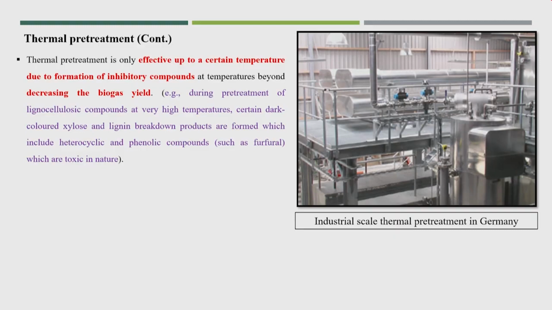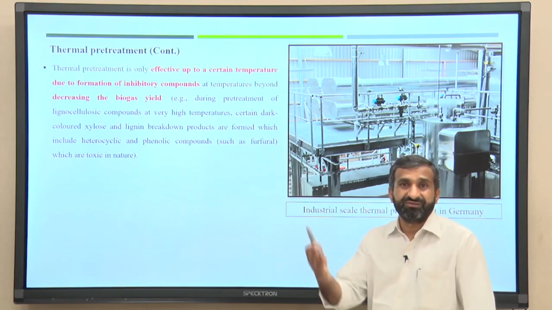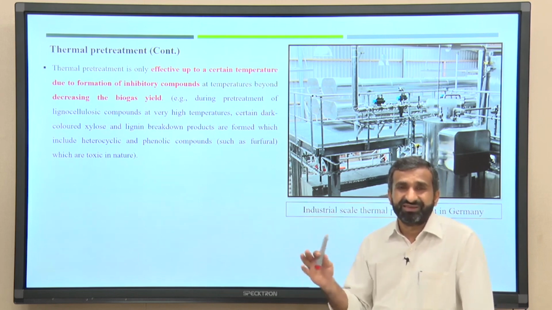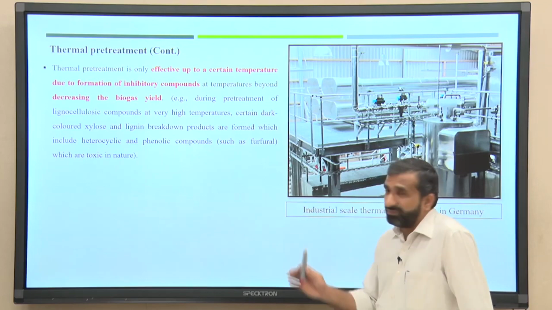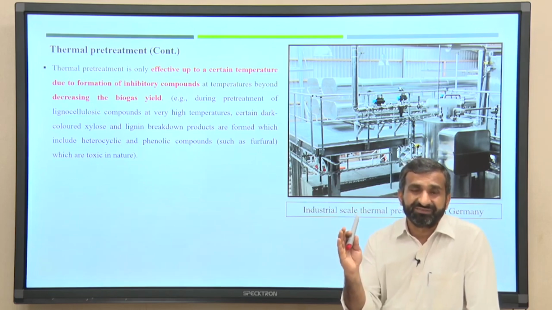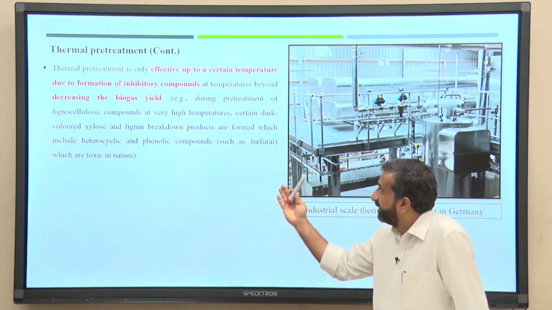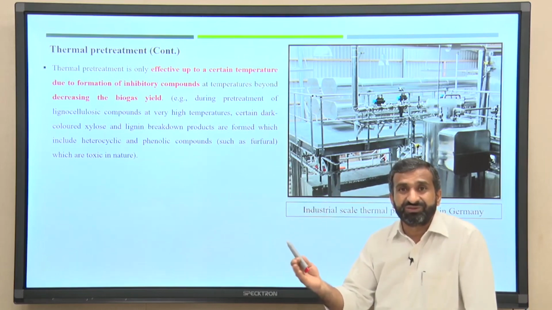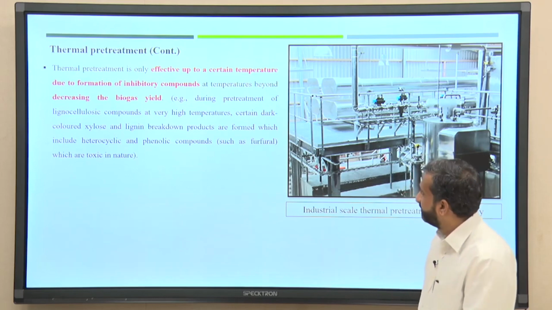So, thermal pretreatment is only effective up to a certain temperature, due to formation of inhibitory compounds at temperatures beyond that, decreasing the biomass yield. So, what is important here is that it is not the case that more temperature gives more degradation and therefore more biogas yield. The temperature is only beneficial up to one particular temperature, and beyond that there is a possibility of formation of inhibitory compounds, and because of inhibitory compounds your biomass yield will also be reduced.